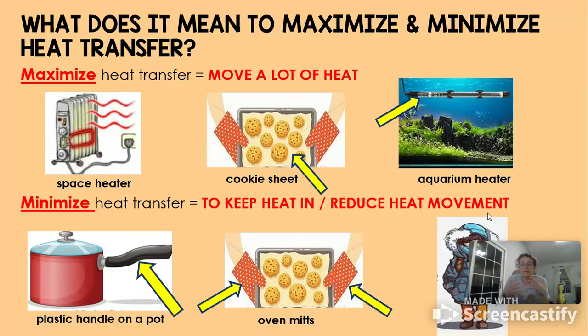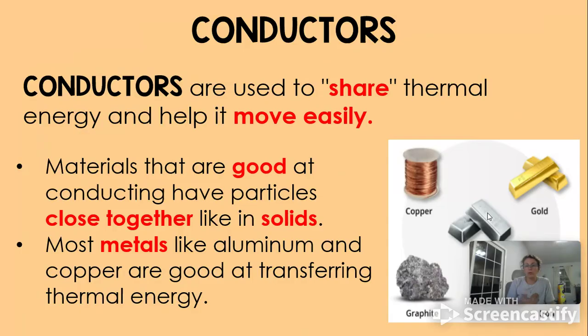A way to keep the heat in is our winter coats. Our winter coats are going to minimize heat transfer. It's keeping all of our body heat inside the coat so that we don't get cold. So again, maximize, we want heat transfer. Minimize, we don't want heat transfer. We don't want the heat to either get in or get out. So when we want heat to get out, when we want it to transfer, we're going to use what's called conductors. And these are used to share thermal energy and make it move easier, okay?